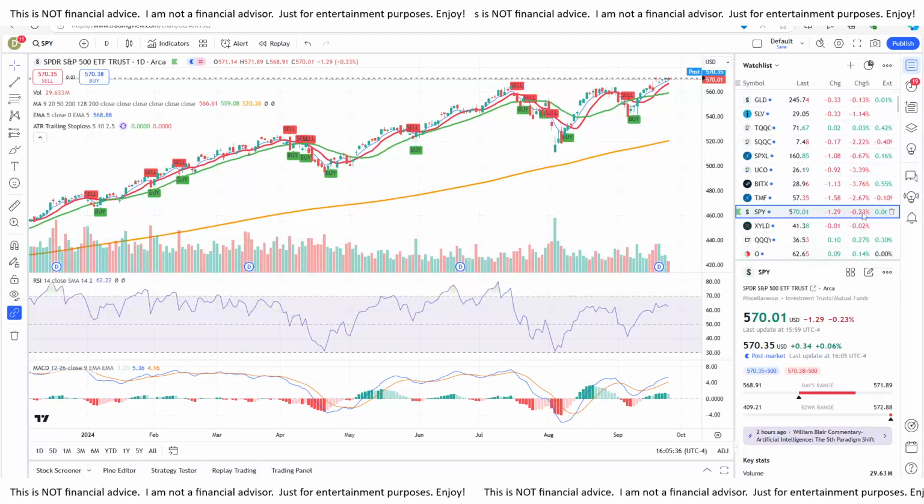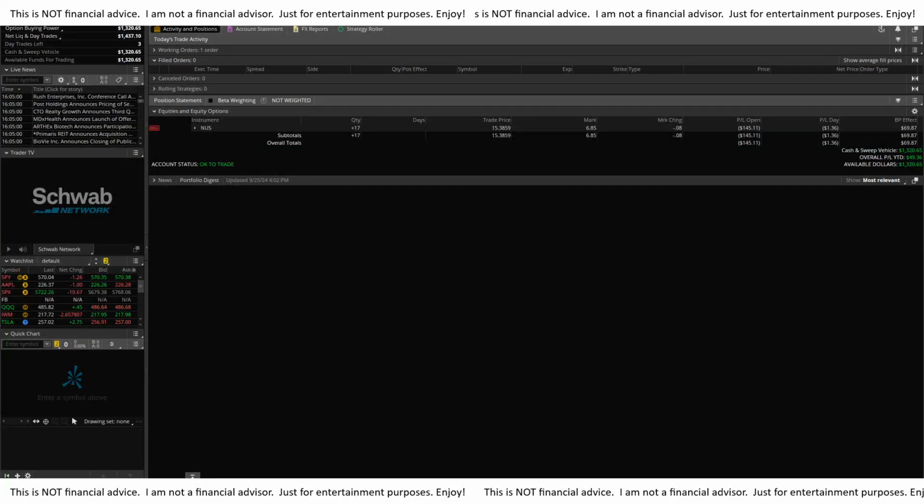Market up or down? The market was slightly down, but it's pretty much a rounding error. You can see we're still at all-time highs. But let's check out the brokerage account, and you can see nothing really happened.